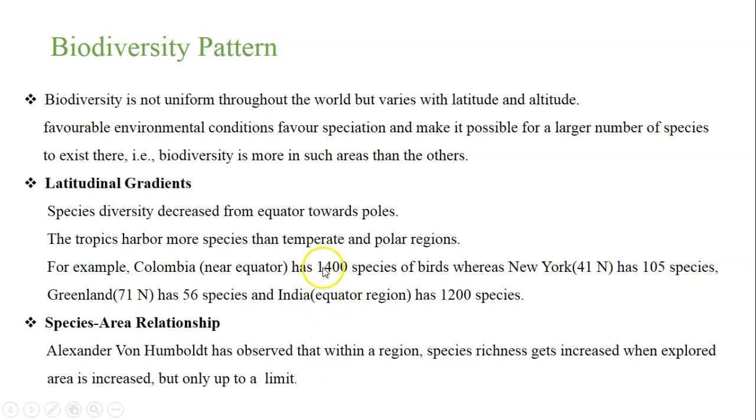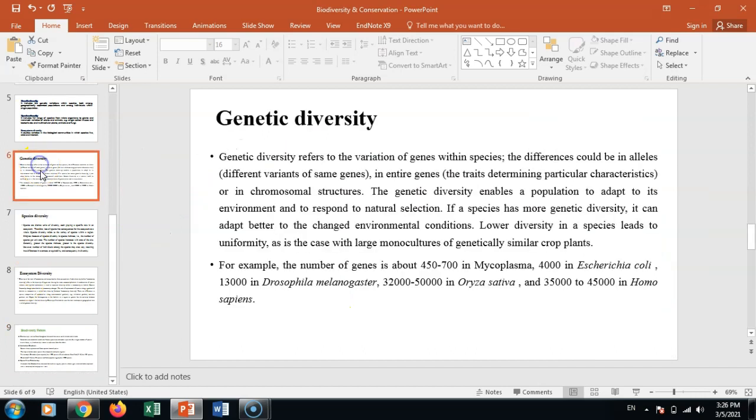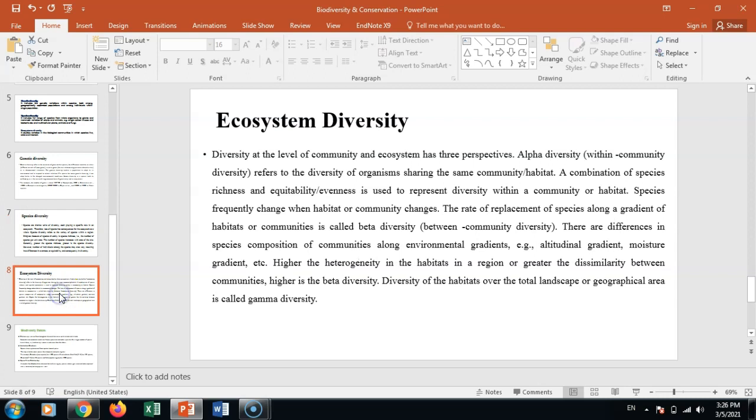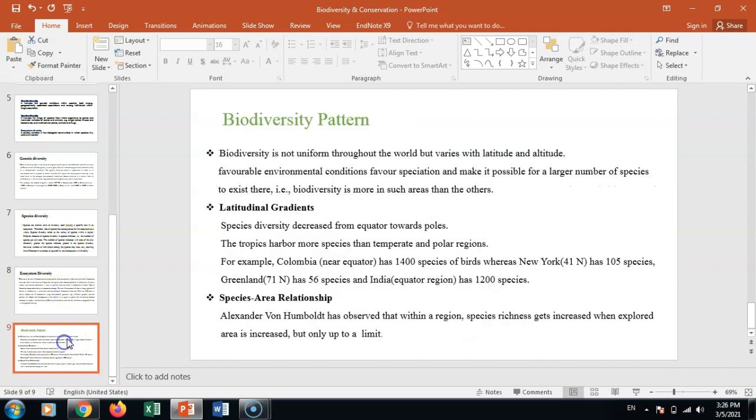In this lecture we have seen genetic diversity, species diversity, ecosystem diversity, and the types of ecosystem diversity, that is alpha, beta and gamma diversity, in detail, and after that the biodiversity pattern, which depends upon latitudinal gradients and the species area relationship.